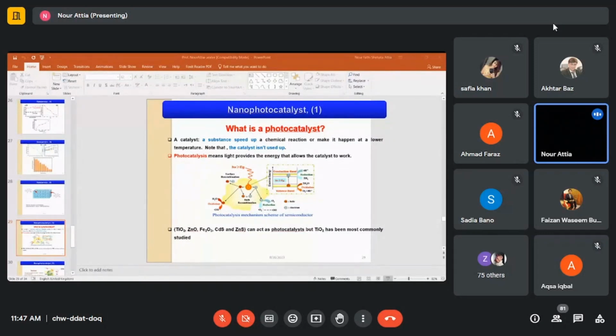But first of all, your organic pollutant has to be adsorbed on the catalyst. That's why the catalyst should have a high surface area. This is very, very important. So in this case, you also have adsorption. I'm just giving you the main idea, but I will go inside.